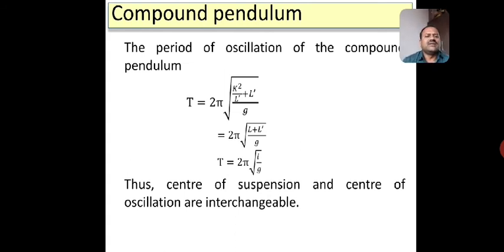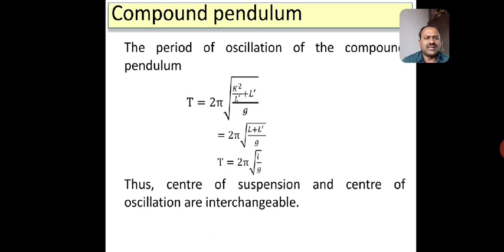Substituting this in the equation for period, you will get T is equal to 2 pi into square root of k square by l dash plus l dash, or T is equal to 2 pi into square root of l plus l dash divided by g. Here l plus l dash is nothing but the length of the equivalent pendulum L. Therefore, time period T is equal to 2 pi into square root of L by g.